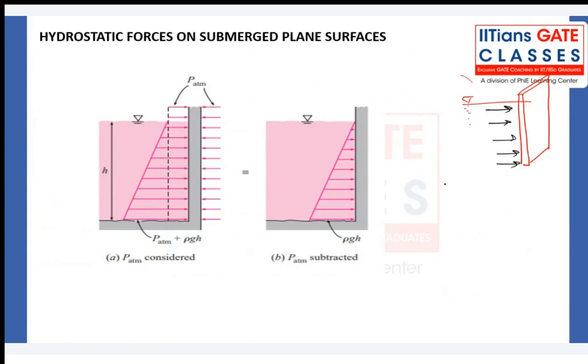At the bottom, there will be rho g h because of the height of the liquid, plus P atm will also be acting, right? But P atm is not acting from only one side, it is acting from both sides, so they will cancel out. So we always try to draw the pressure distribution something like this, where no P atm is being considered. So make a note of it.